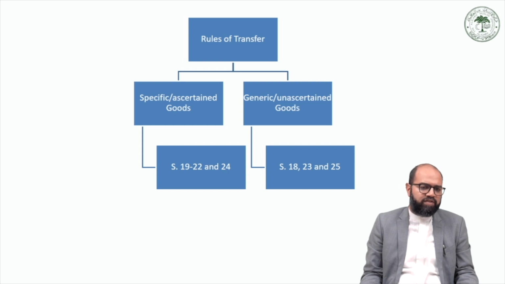Now to just recollect our discussion, specific goods are those which have been identified and agreed upon between the parties at the time of sale, whereas unspecific or unascertained goods have not been identified or agreed upon by the parties before the sale. So therefore, they remain generic in nature.